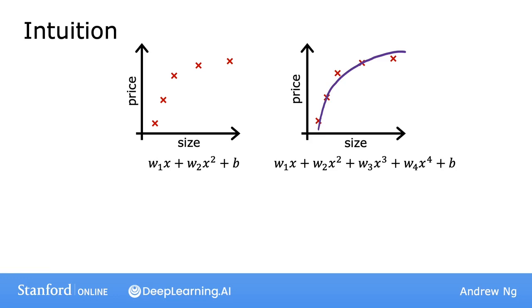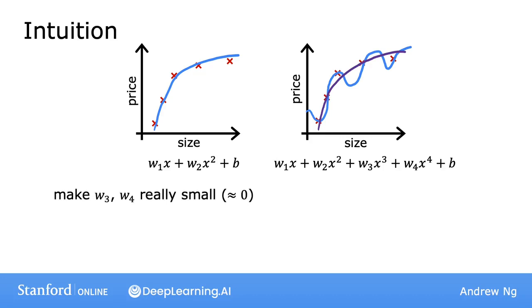function to this data, it gives a pretty good fit. But if you fit a very high order polynomial, you end up with a curve that overfits the data. But now consider the following. Suppose that you had a way to make the parameters w3 and w4 really small, say close to 0. Here's what I mean. Let's say instead of minimizing this objective function, this is a cost function for linear regression.